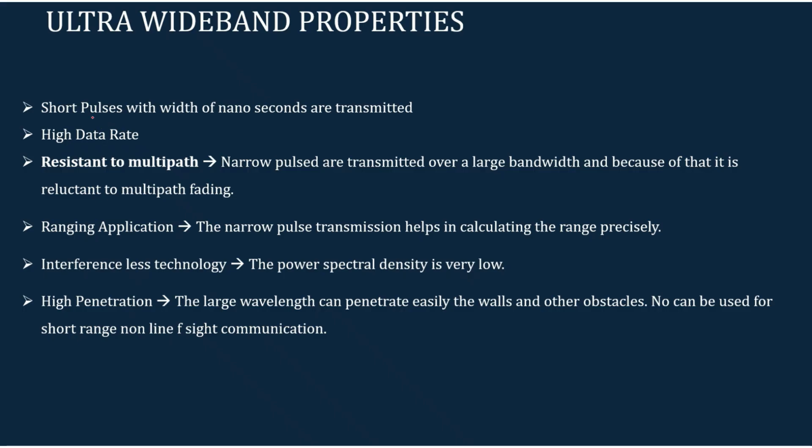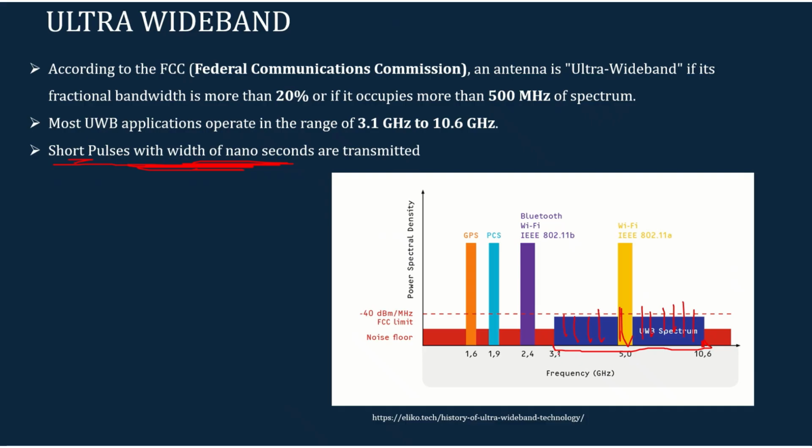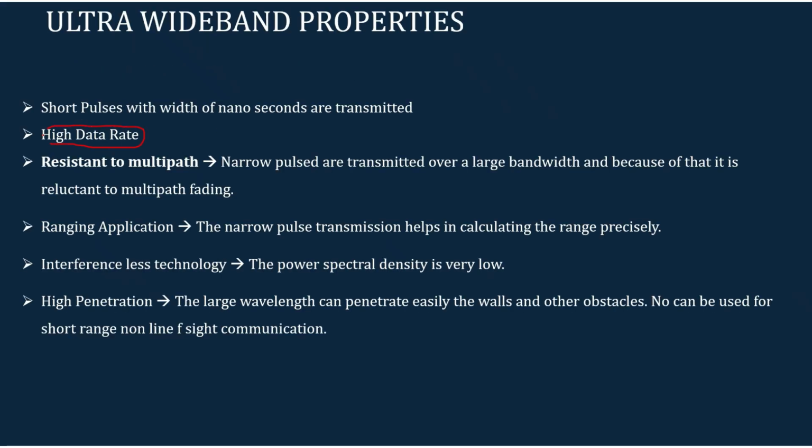So the first one is what we have discussed: short pulses with widths of nanoseconds are transmitted. And the second one is high data rate. So let's see how the high data rate is formed. It is based on the Shannon-Hartley law. Based on that, the maximum error-free data rate of a channel can be given by the expression B log 2 of 1 plus SNR, where B is the bandwidth. In the case of UWB, we know that it has a very high bandwidth, and because of that, we can see that this capacity will be increased. That is why it has a high data rate.